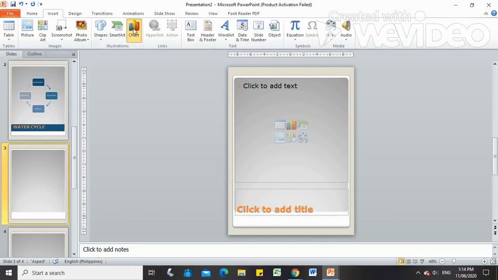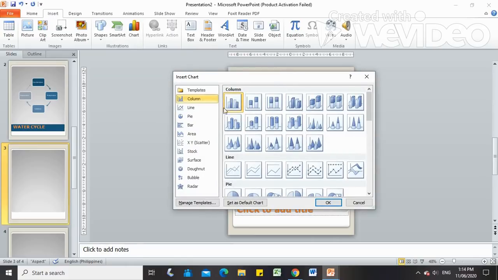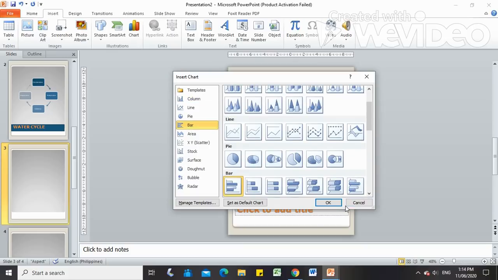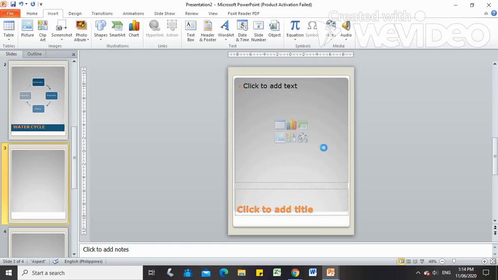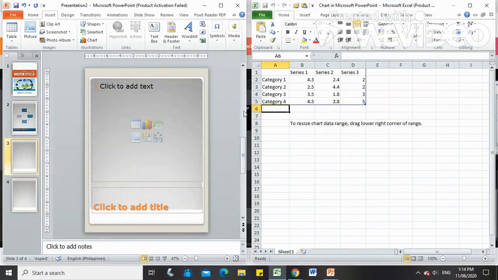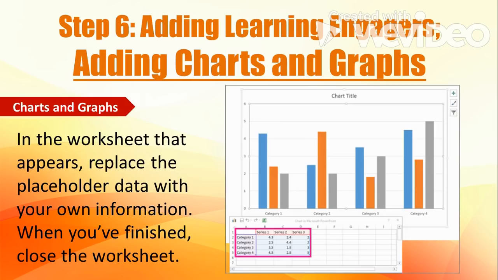Adding charts and graphs. If you want to insert a chart from the Insert tab, click Chart. Click the chart type and then double-click the chart you want. In the worksheet that appears, replace the placeholder data with your own information. When you finish, close the worksheet. Adding clip arts.